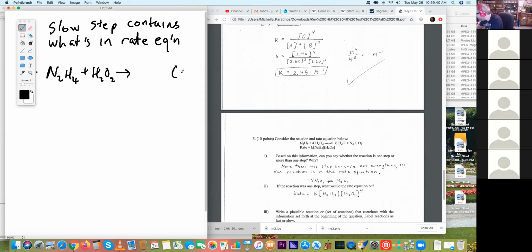Now it gives a product. I don't know what those products are yet, but I'll come up with them in a minute. And I know that that's going to be the first step. And everything has to add up to the reaction we're given.